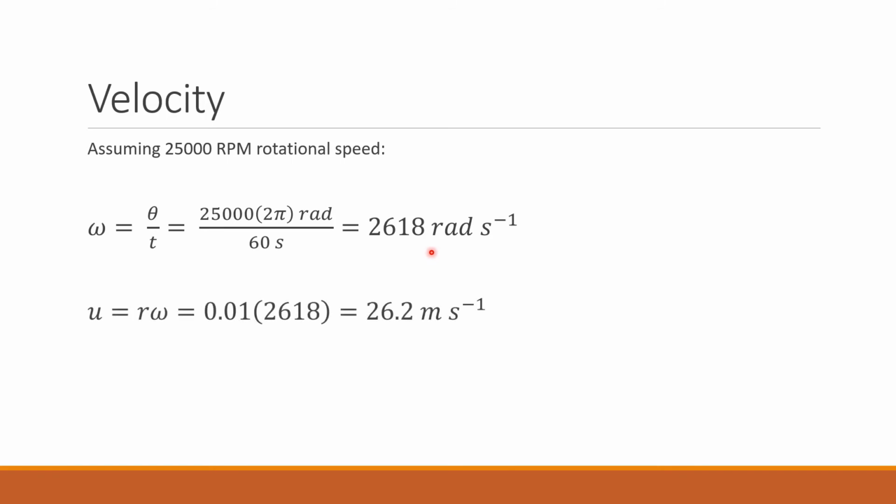And then we can use this to work out u by using this formula here. The velocity is equal to the radius multiplied by the angular velocity, and this is the velocity on the outside of the bearing system as I've shown earlier. Since the diameter of the bearing system is 20 millimeters, the radius is going to be equal to 10 millimeters, which is 0.01 meters, and you multiply that by the angular velocity, and that is going to give you 26.2 meters per second. That's the velocity of the lower surface.